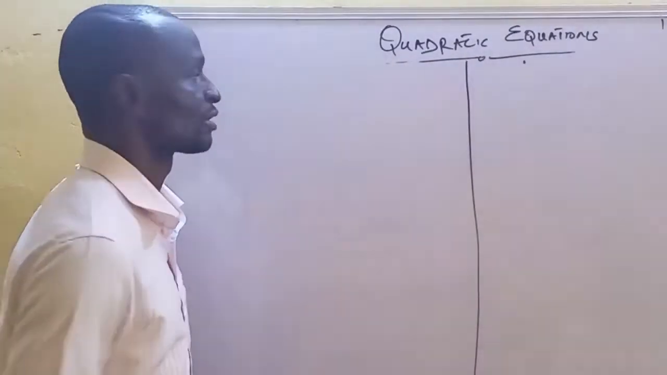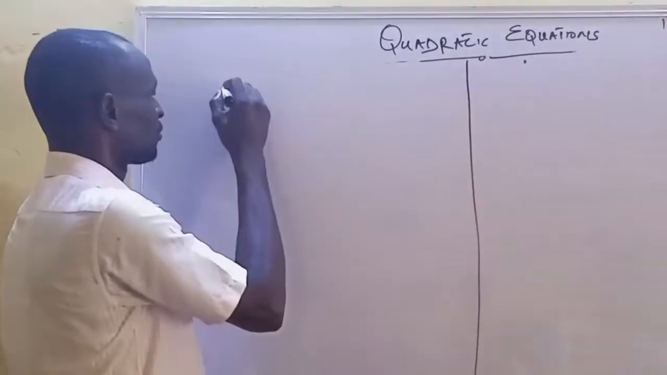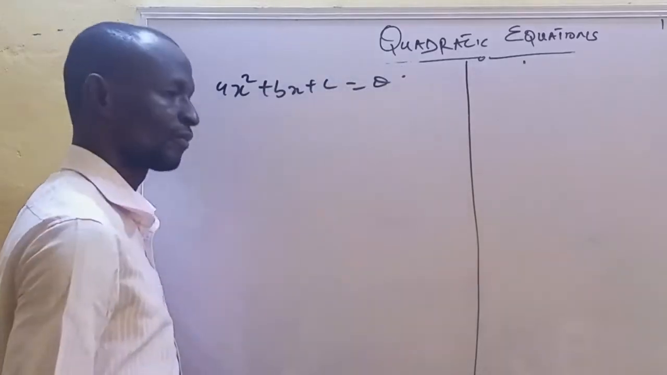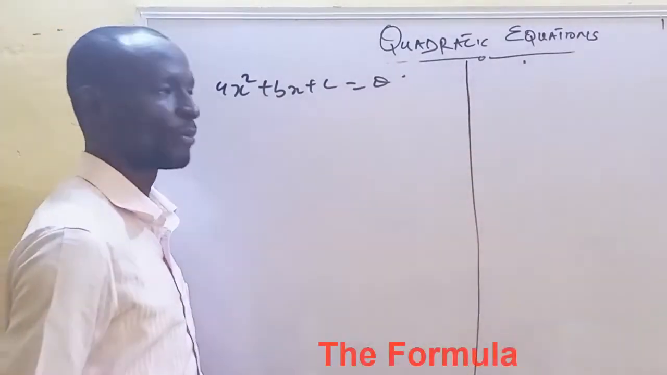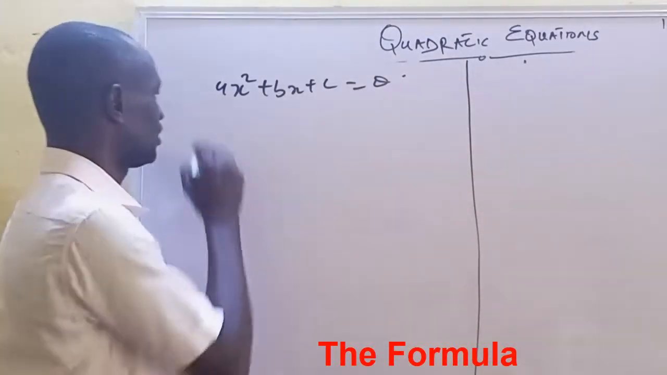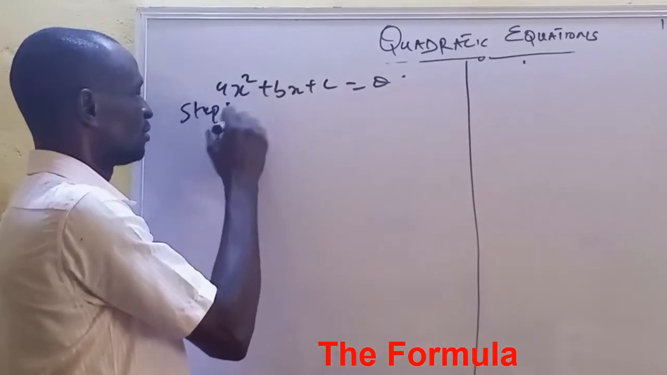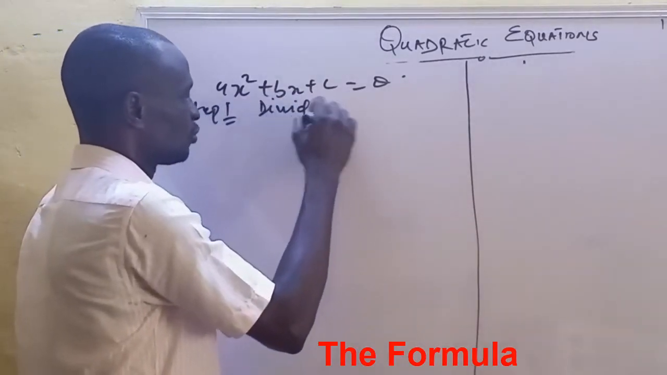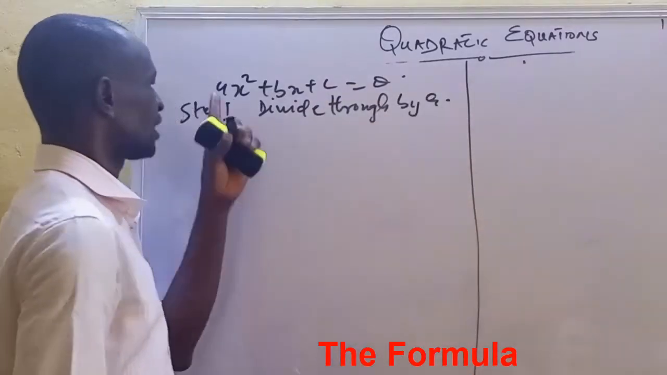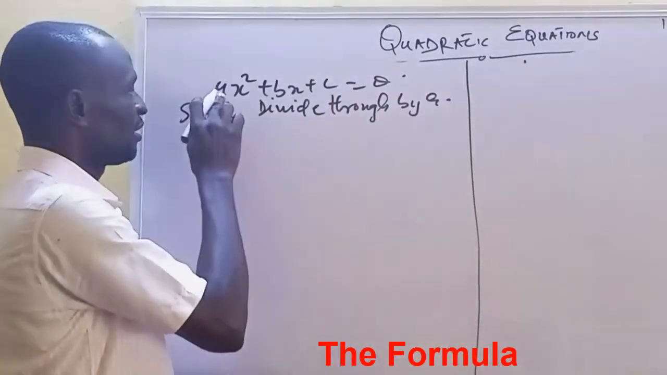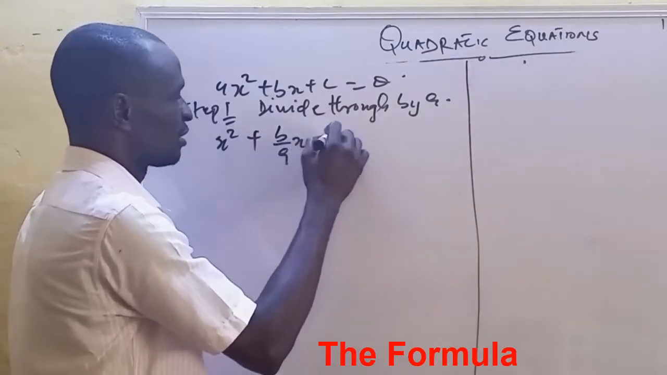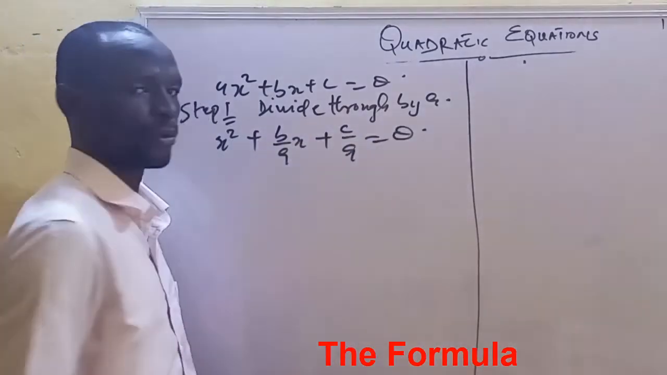Our quadratic expressions are always of this form: ax squared plus bx plus c equals 0. The same procedure we used for completing the square is what we're going to use in deriving the formula. So like we did in completing the square, step 1, we're going to divide through by a. So if I divide this equation all through by a, this becomes x squared plus b over a x, plus c over a equals 0.